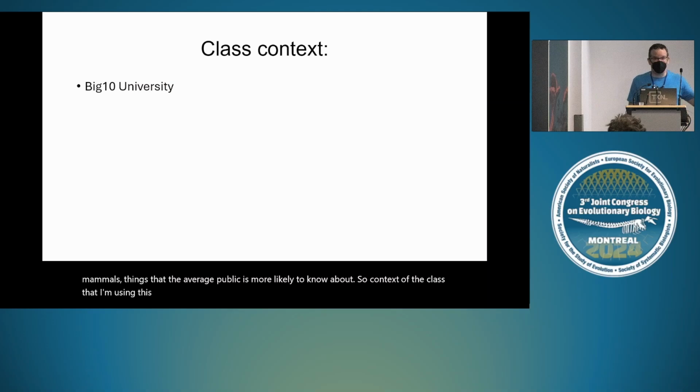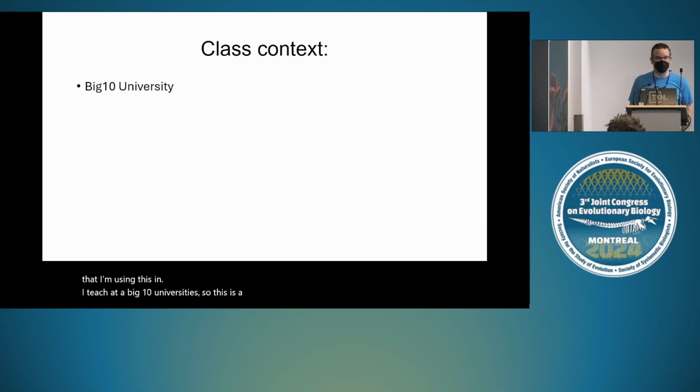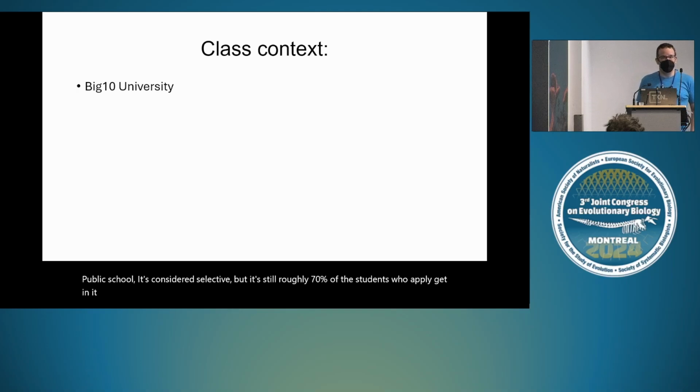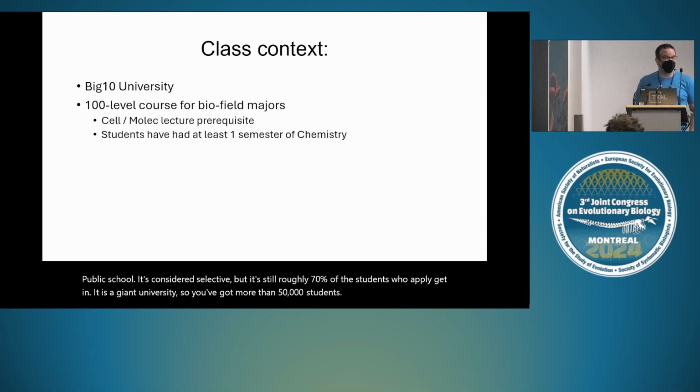I teach at a Big Ten university, so this is a Midwestern R1 school, public school. It's considered selective, but still roughly 70% of the students who apply get in. It is a giant university, so we've got more than 50,000 students. This is in a 100-level course for biofield majors. So our population and organismal course is the second one in the sequence.